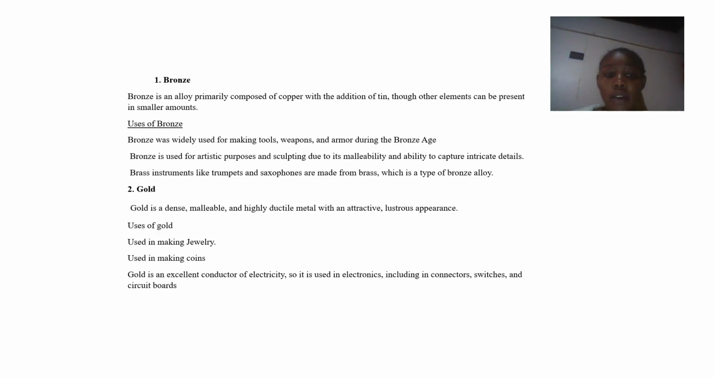We look at now the bronze, and these are some of the metals or even the minerals that we had. Bronze is an alloy primarily composed of copper with the addition of tin, though other elements can be present in smaller amounts, such as iron or other substances. Then we have the uses of bronze. Bronze was widely used for making tools, weapons, and armor during the Bronze Age.